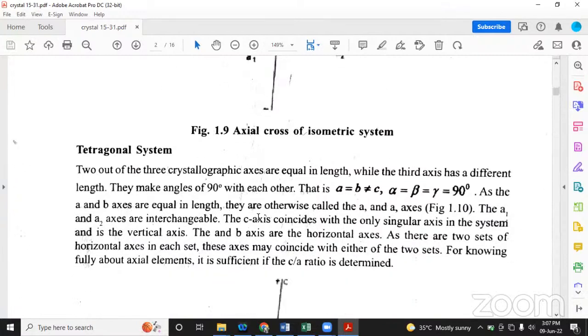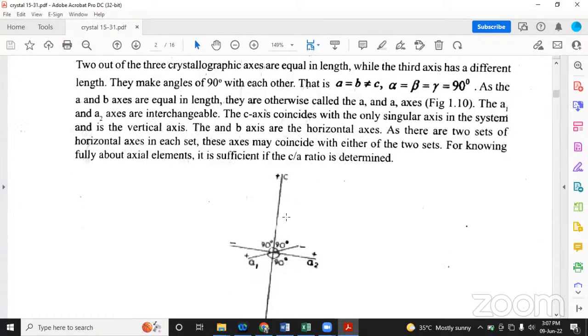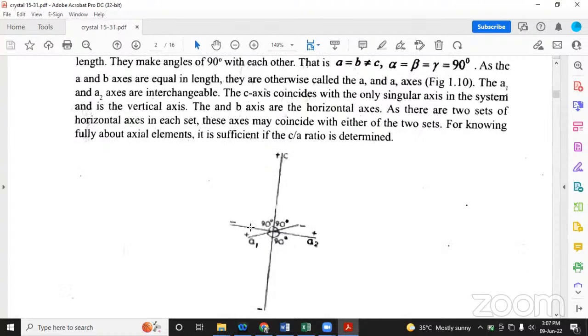Now I come to the tetragonal system. In the tetragonal system there are three axes, the same as before, and two are of equal length. The two equal axes are horizontal, and they are at right angles to each other. The third one is vertical. You are seeing, right? This vertical line is sometimes shorter, sometimes longer. These two are the same length, but C is shorter or longer.